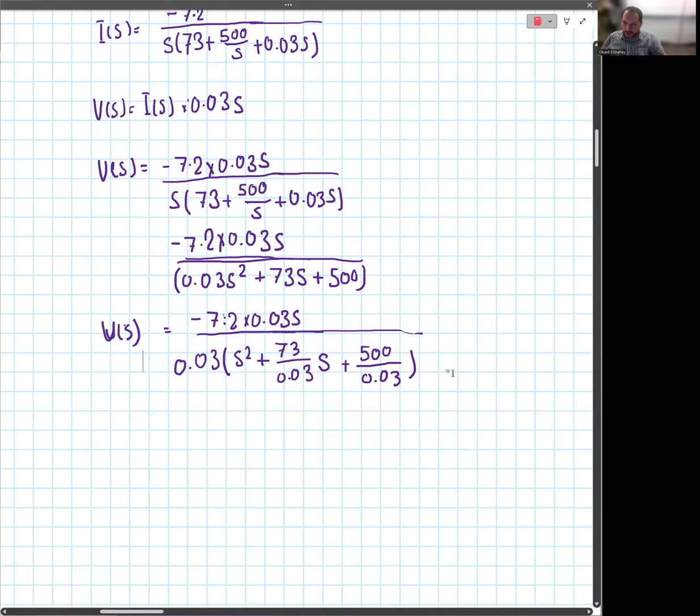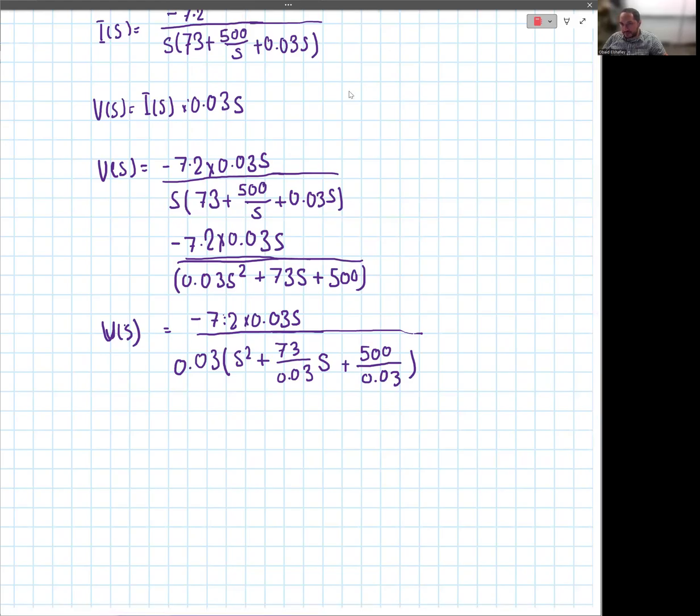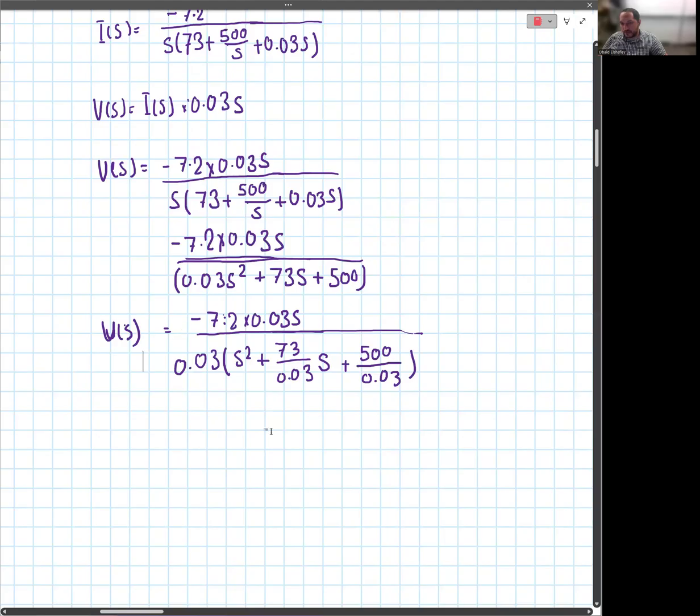We can solve for the roots of the denominator. It will have two roots, so therefore we'll have two components, and we can follow the traditional method of converting this back using Laplace. I hope everybody's familiar with how to continue from here.